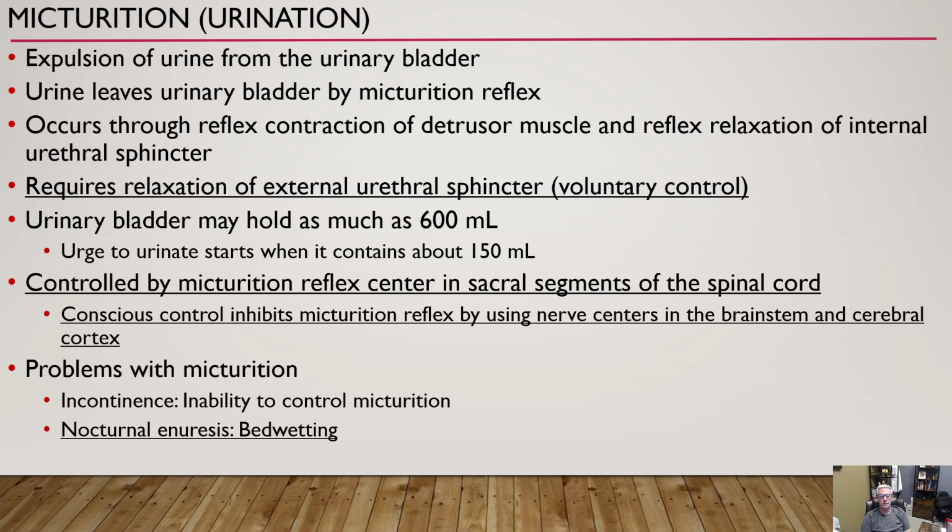Then we can also see problems with micturition. Incontinence is when we lose our ability to control micturition. If you have had a vaginal delivery, or if you lose muscle control down there, or if you have an enlarged prostate, males, if you sneeze or laugh, you might pee yourself, or have some dribble coming out. Or if you wet the bed, that's also called nocturnal enuresis.